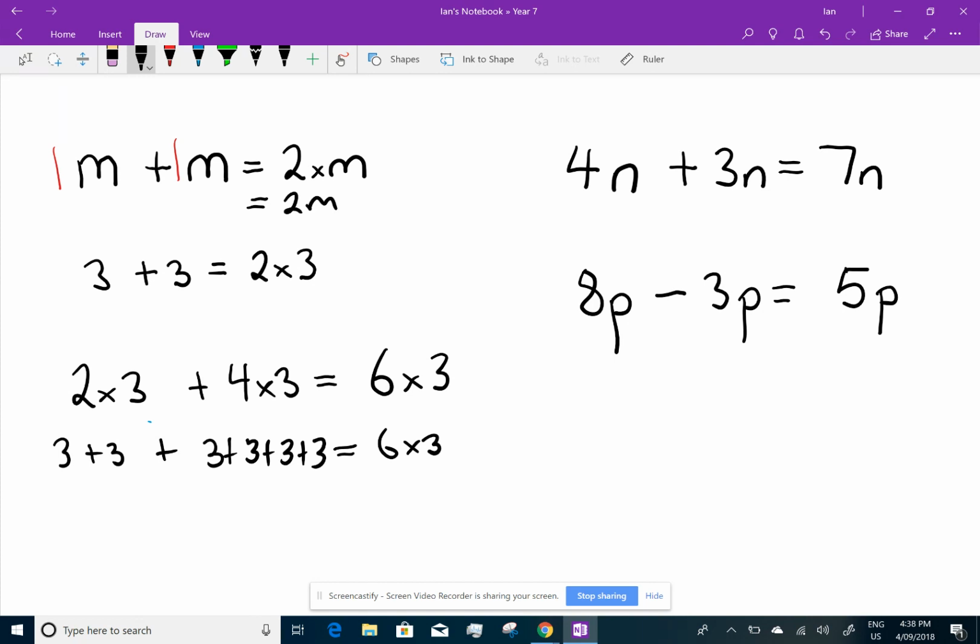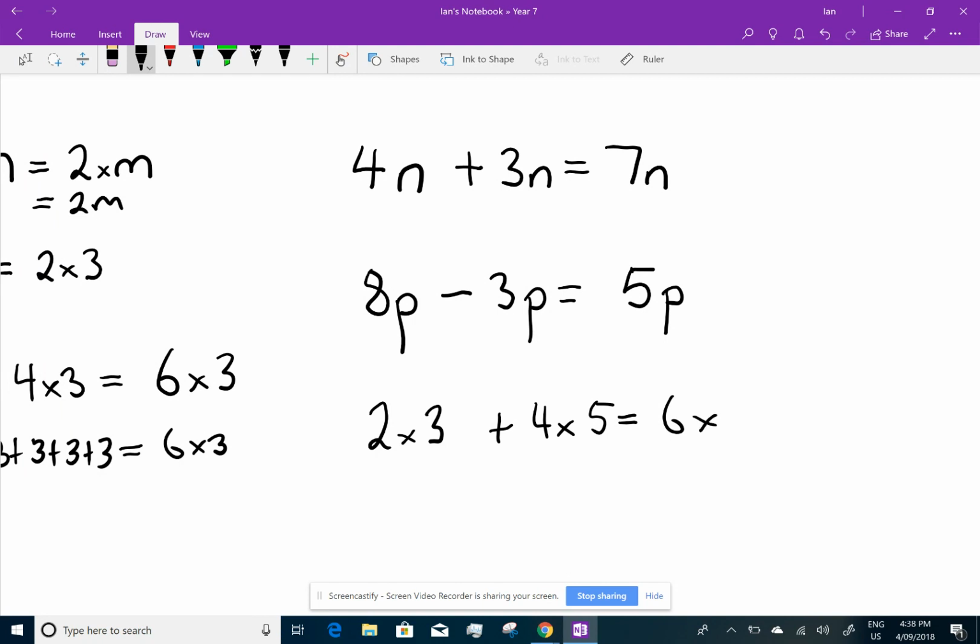And if you're thinking to yourself, well, this is quite easy, I understand that, what about if we had some letters that weren't the same? Well, let's see if we can do one with a numeral first. Let's say I had 2 lots of 3, and I had 4 lots of 5. Can I say that that's 6 lots of something, or 6 lots of 8, or 6? Well, no, I can't, because they are different. The 3 and the 5 are different. So I can't do that.